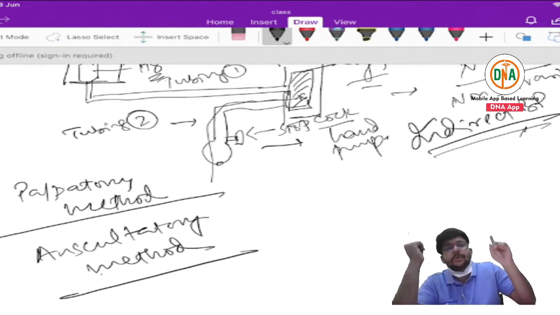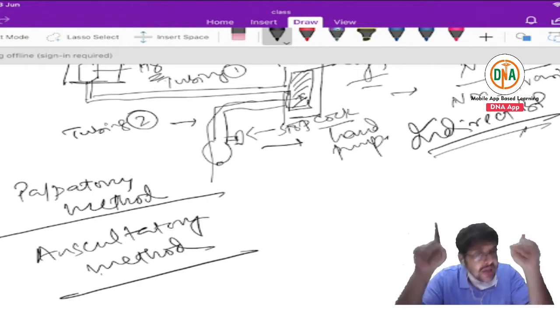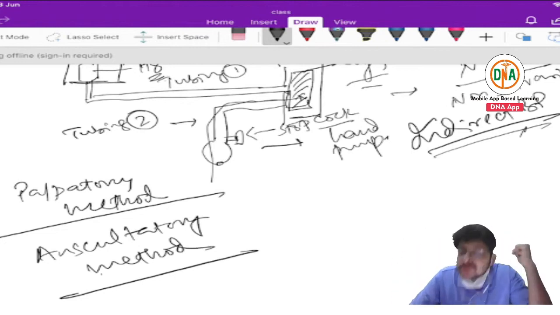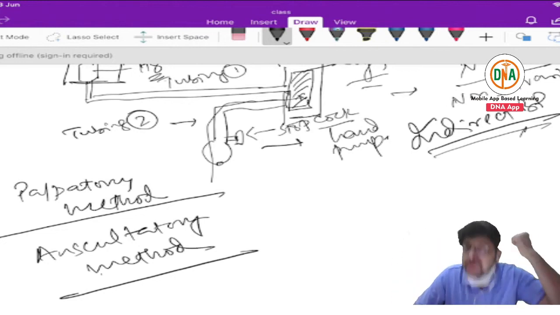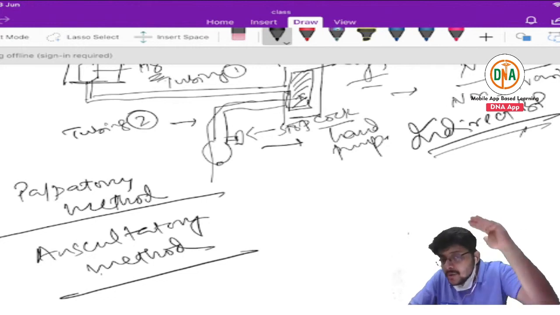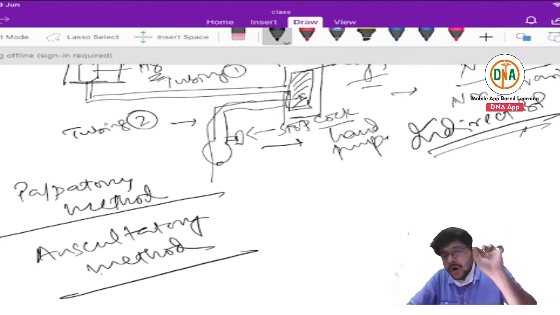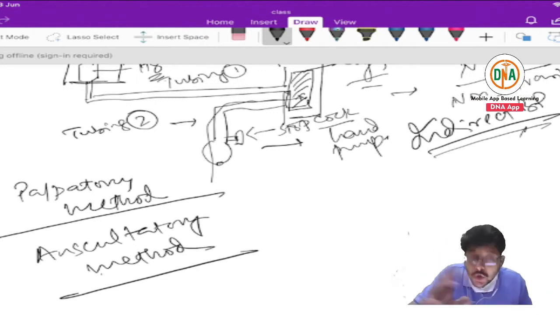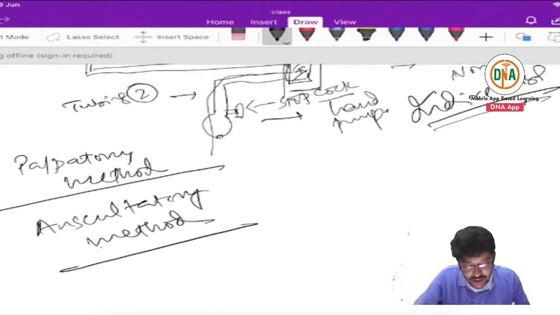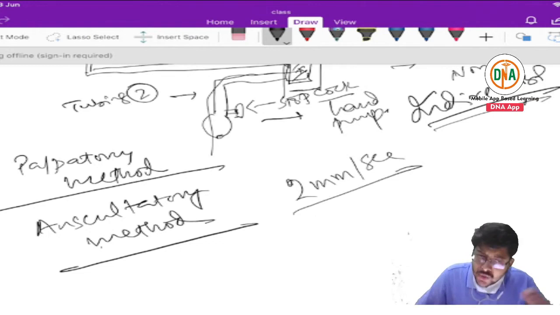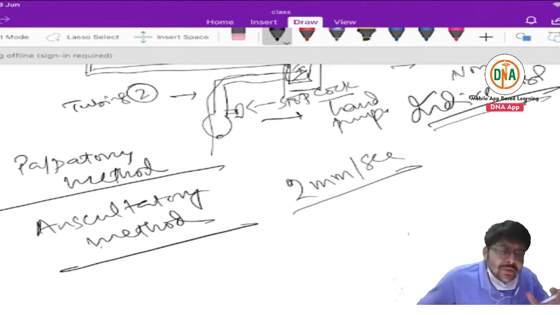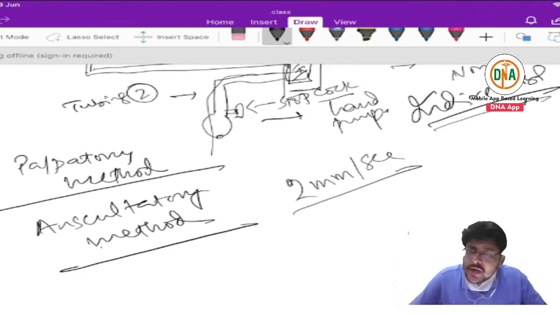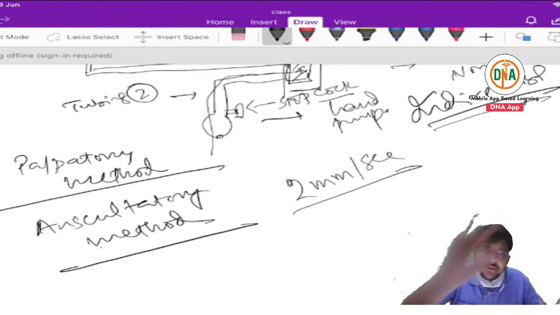So we'll keep on pumping for another 20 millimeter of mercury, and after that we'll unscrew the stopcock so that there will be a fall in pressure. Now this fall in pressure is also regulated. It should be slow, and the rate of fall in pressure is 2 millimeter per second. Remember, don't get too bogged down, because none of us, having seen thousands of patients, have ever gone for this calculation of 2 millimeter per second.